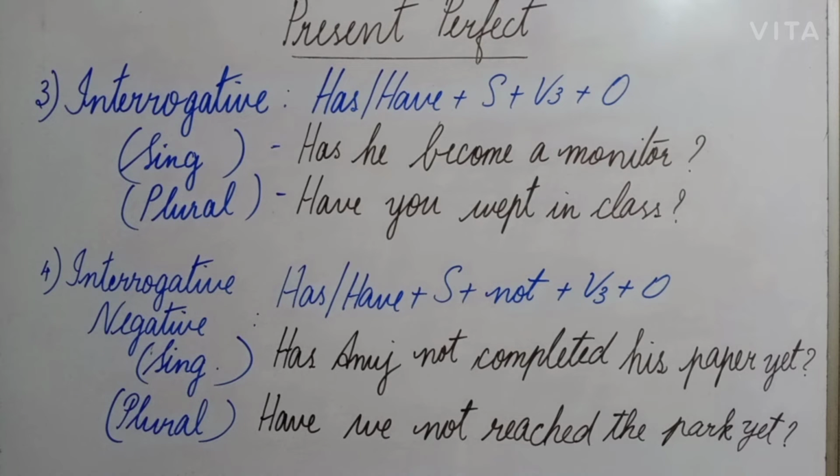So here we can see the subject over here is a plural word, that is we. So then we have to have the supporting verb that should agree with the subject. So have has been used. Have we not reached? Reach is the base form. Reached is the verb 3 form. Just like complete, we are adding ed to it. It is a regular verb. So then you just have to add ed to it. Have we not reached the park yet? The park is the object.